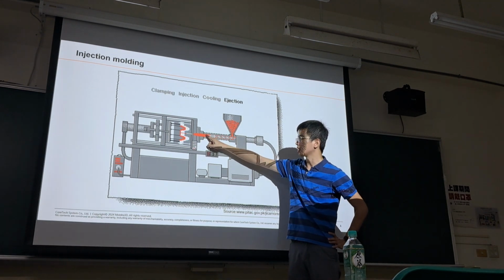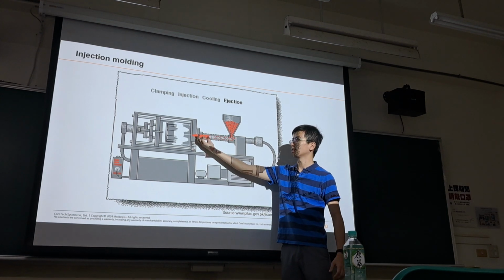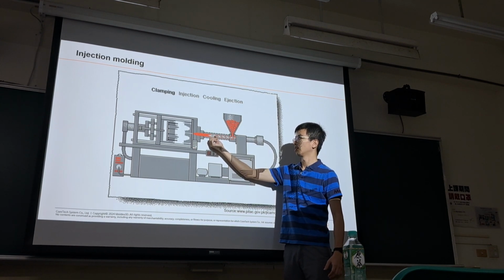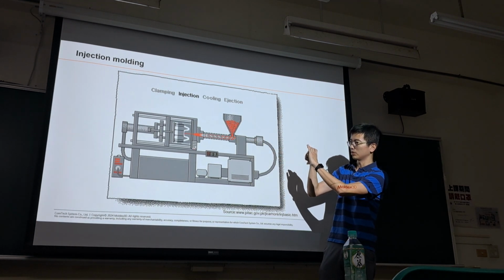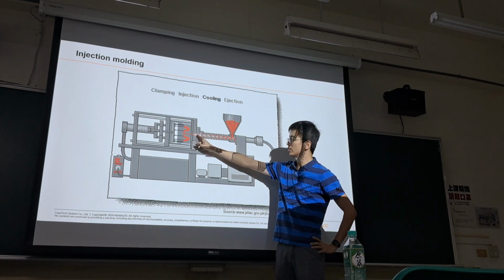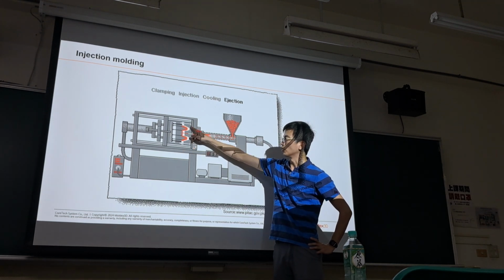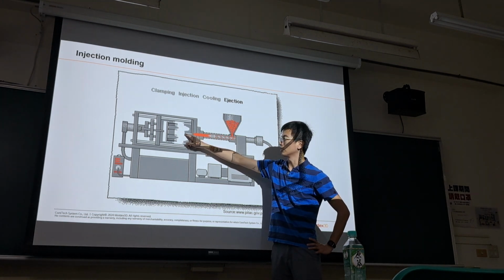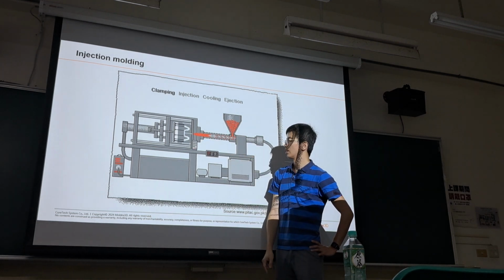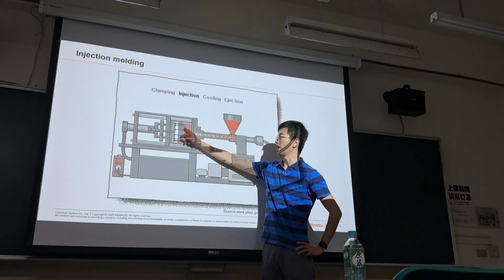So here we can have a melt chamber. We accumulate liquid melt in front of the screw. And then we can move forward the screw to push the melt going through this mold. Go through the runner, we call this a runner, to distribute the plastic melt into the cavity. So we inject the melt into the cavity and then cool down.